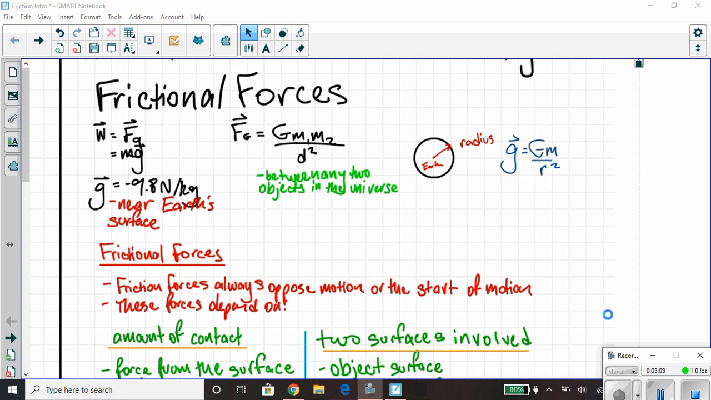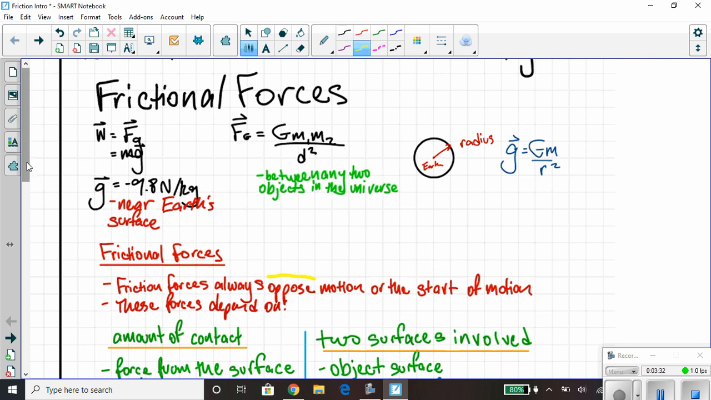All right, well, today we want to go to a new topic, as I said, from section 3.3 and 3.4. We want to talk about frictional forces. Frictional forces always have one thing in common. They always oppose motion or oppose the start of motion. It's what's working against you when you want to move.